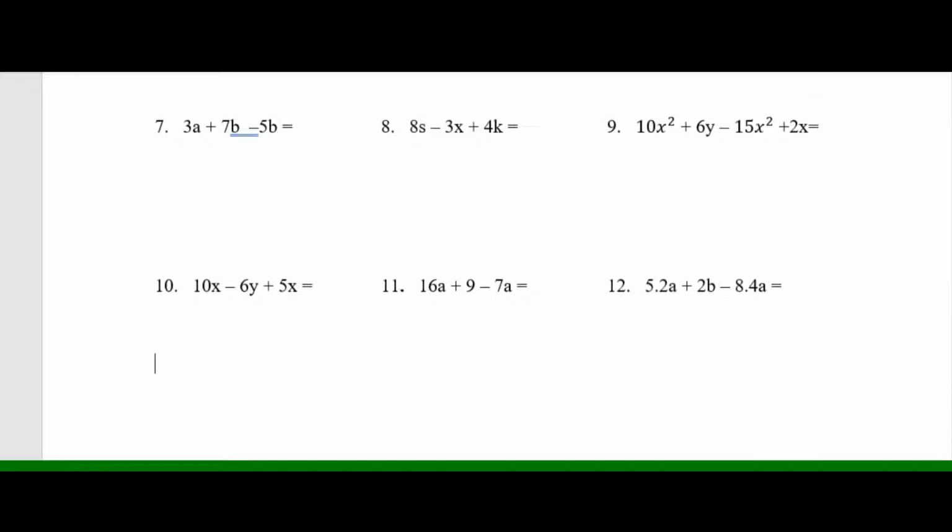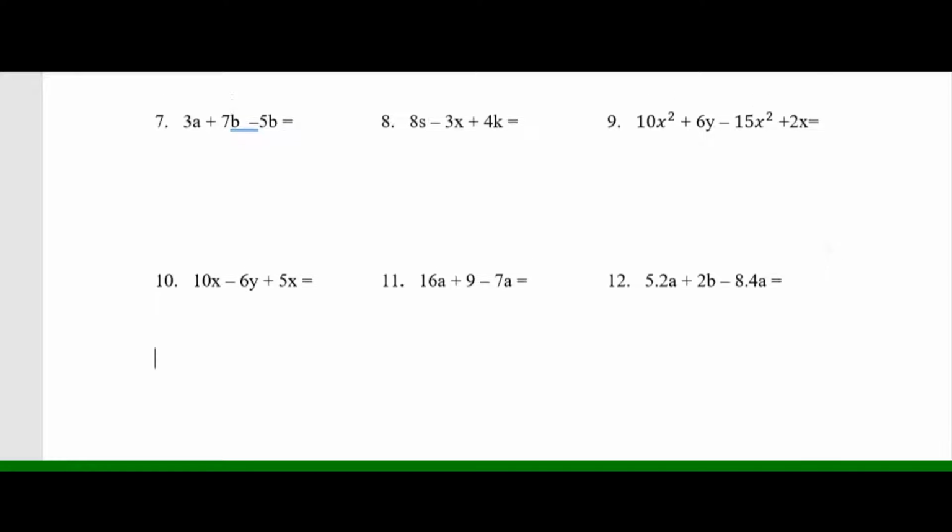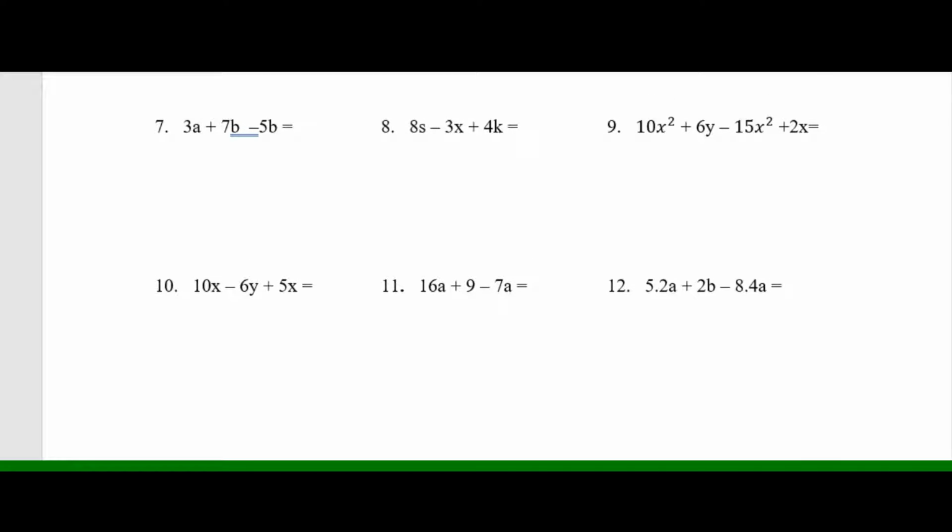Moving on to number 7. We have to find our like terms. Remember, in order to be considered like terms, you have to have the same variable and the same exponent. So we have plus 7b minus 5b. So these are our like terms here. If you have 7 bananas and you take away 5 bananas, how many bananas will you have left?